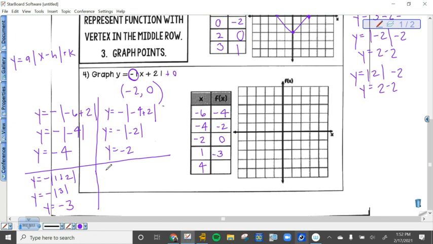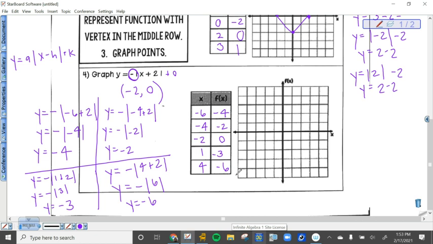Okay, last one. y equals negative times the absolute value of 4 plus 2. So y equals negative absolute value of 6. It's negative, so it's just y equals negative 6.